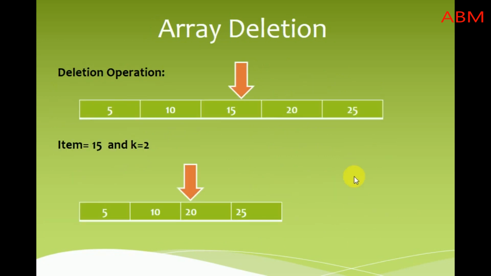The next one is the array deletion. I'm going to use the same array here, and we are going to delete the 15. We are going to delete the atom number 0, 1, 2, which is at index number 2, and the atom is 15. So first we have to search for the 15, and after the deletion of 15 we will copy the data of 20 to the place of 15, and also the data of 25 to the place of 20. Currently the index count is 5 in this array, and after deleting the 15, the new array maximum index will be 4.